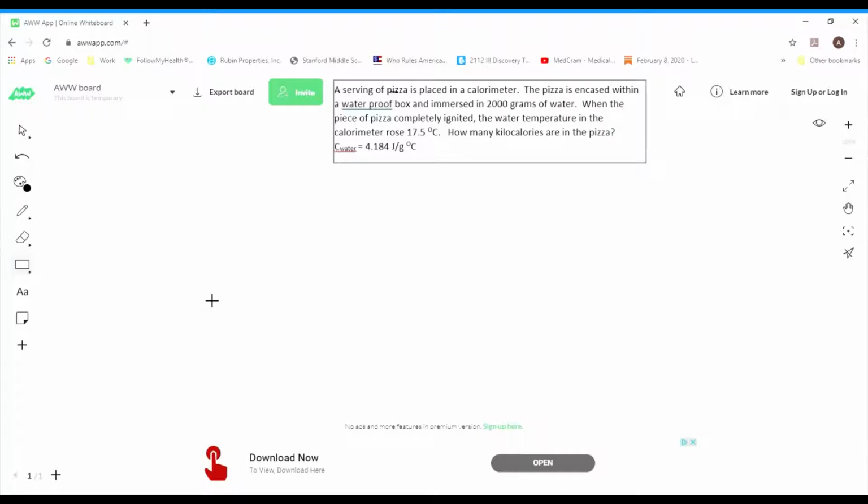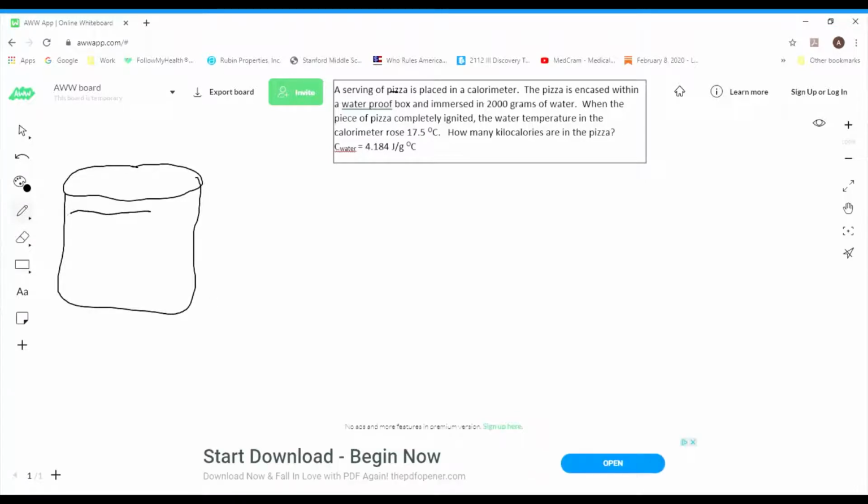We're going to say that in this calorimeter, maybe I should do a drawing here. So we have this calorimeter, this container right there, and inside this container is filled with water. We've got 2,000 grams of water, and in some box right here we have a piece of pizza. So there's your slice of pizza. Probably put some pepperonis on there. We're trying to figure out how many calories are in this slice of pizza.